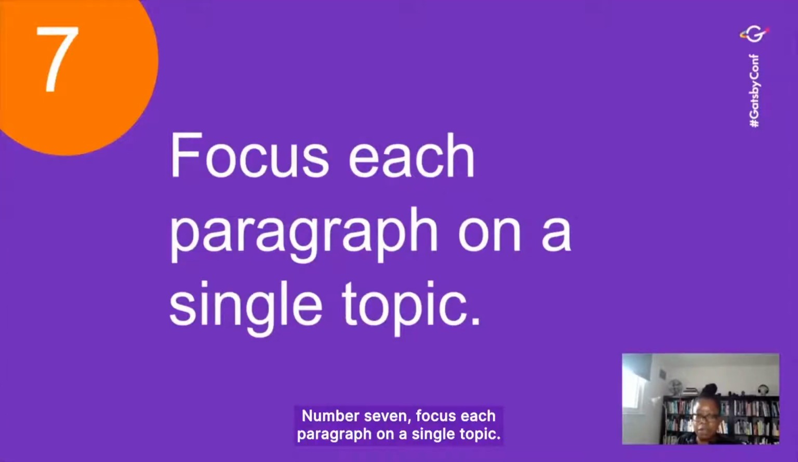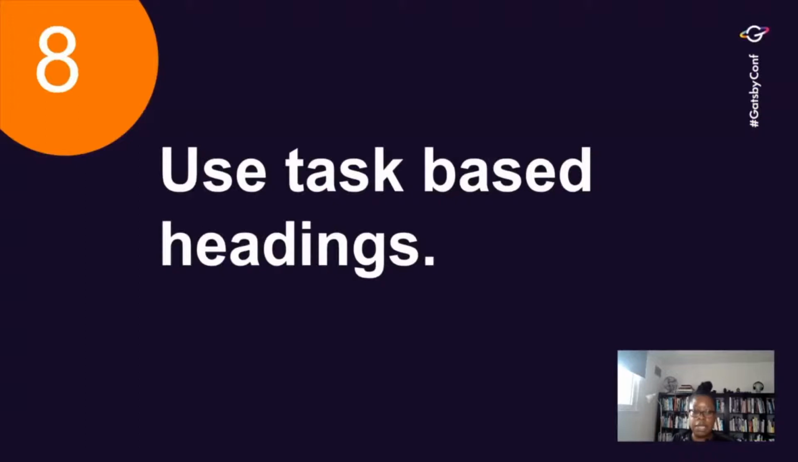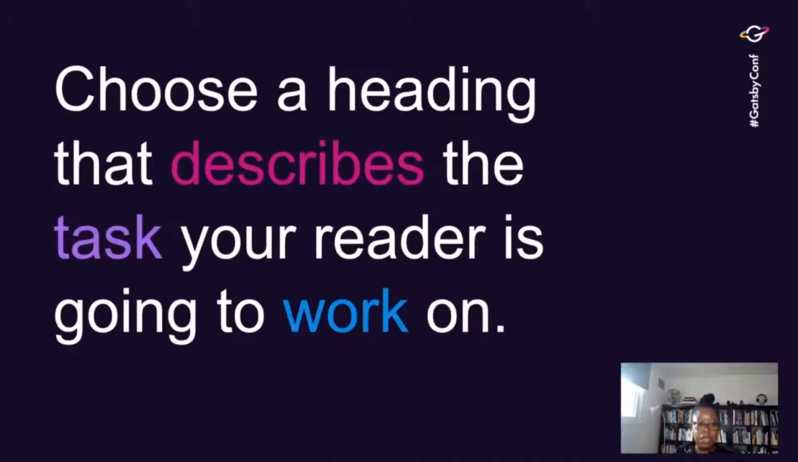Number 7. Focus each paragraph on a single topic. A paragraph should represent an independent unit of logic. Restrict each paragraph to the current topic. Don't describe what will happen in a future topic or what has happened in a past one. Number 8. Use task-based headings. Choose a heading that describes the task your reader is going to work on.